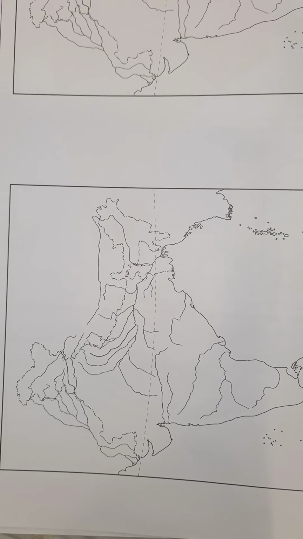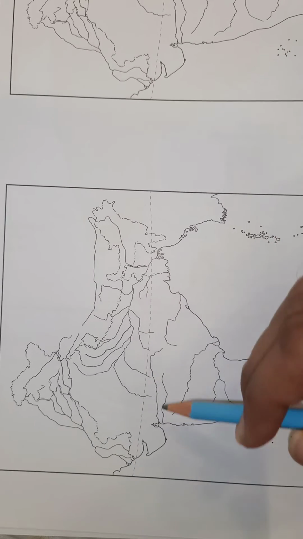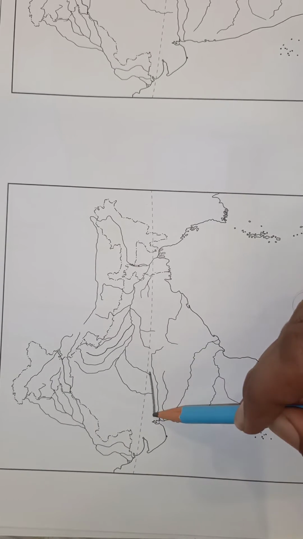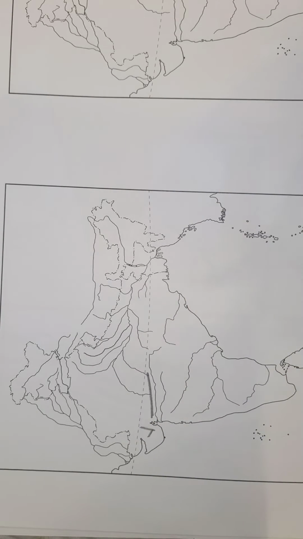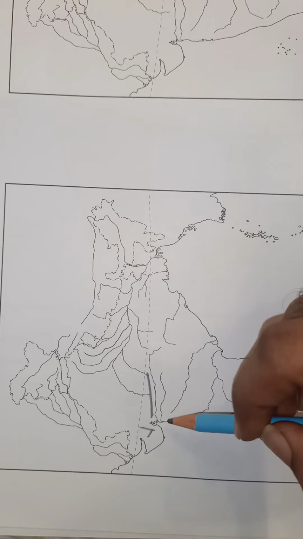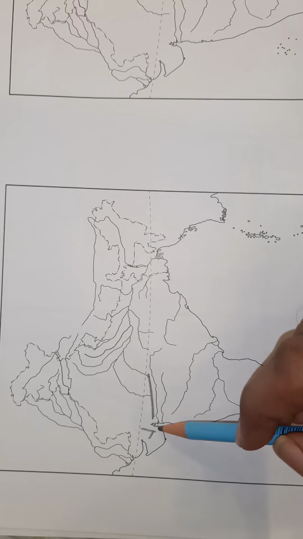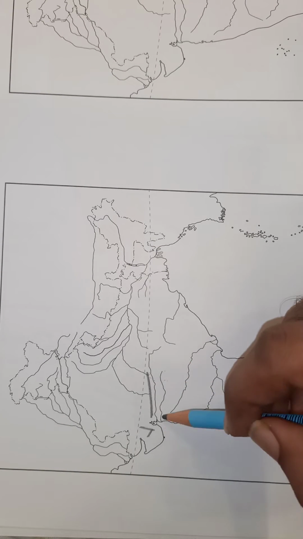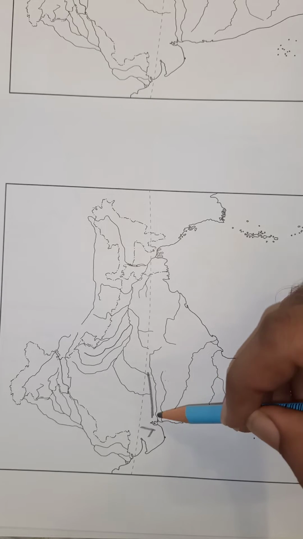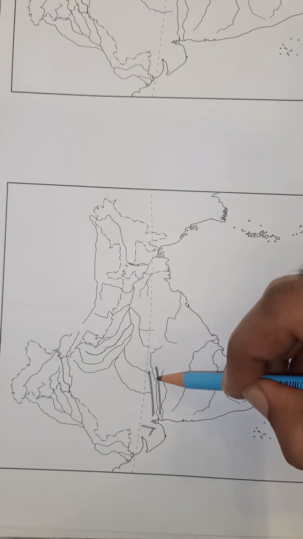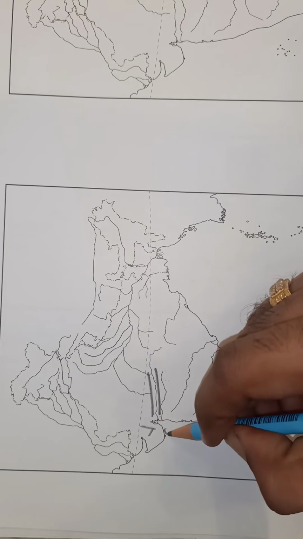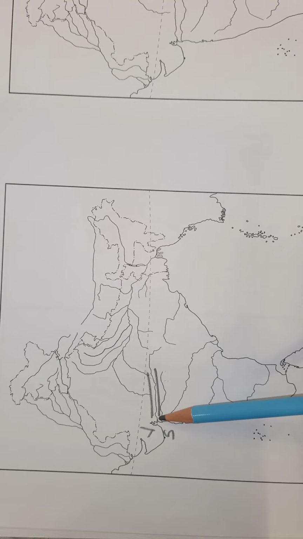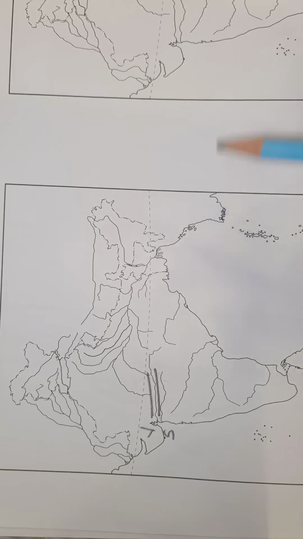So next I will be marking the Vindhyas mountains, which is over here. These are the Vindhyas. Okay, and next are the Satpura ranges, which is between these two rivers, that is the Narmada and the Tapi. So in between these two rivers you find the Satpura ranges. Okay, so this is the Vindhya range and this is the Satpura range.